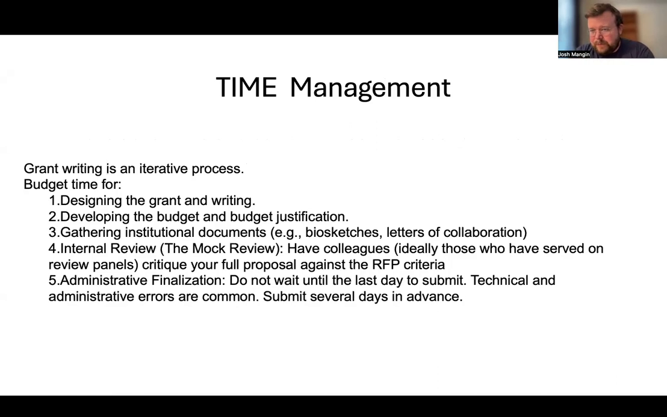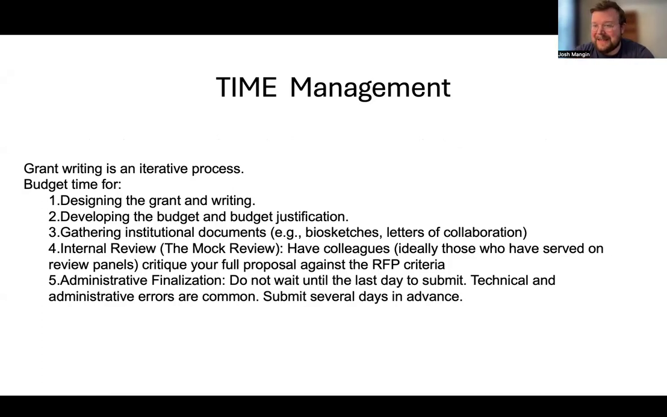So with all that, grant writing takes time. Obviously, I hope so. So going back, we have to find funding sources. We then have to read our RFP to make sure our research design aligns with that component. And then finally, we have to start the writing process. So with that, I want you to budget time for designing the grant and writing it.